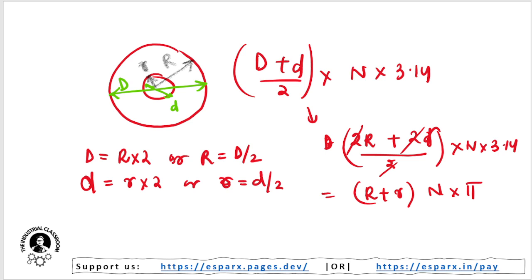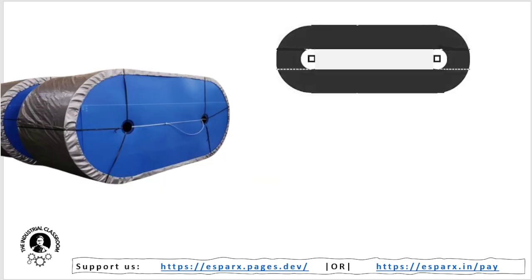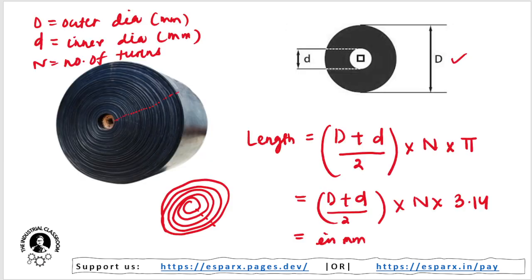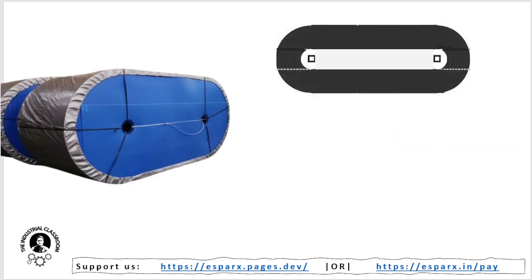Remember this thing, because whenever we come to the elliptical roll, for spherical roll you don't need to remember anything. This is the only formula that you have: capital D, outside diameter, plus inside diameter divided by 2, into number of turns, into pi.